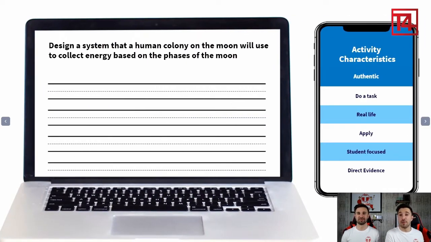Again, this is an example of the science phases of the moon test, and we have done the same. Instead of asking the students to write down the answer, we have asked them to solve a problem. They need to design a system for a human colony on the moon, and they need to take the content that they learned about the phases of the moon and apply it to solve this problem. This activity is very focused on students because they are the ones who drive their learning and their knowledge, and decide what actions to take to be able to solve these kinds of problems.